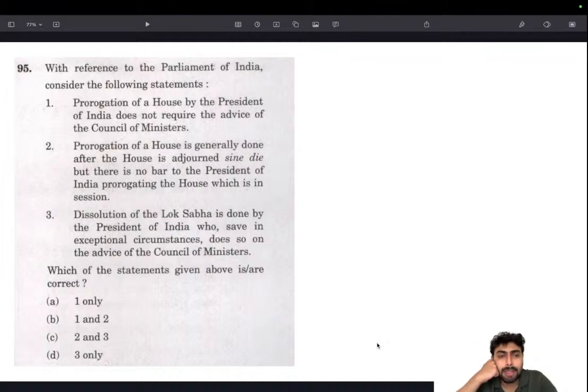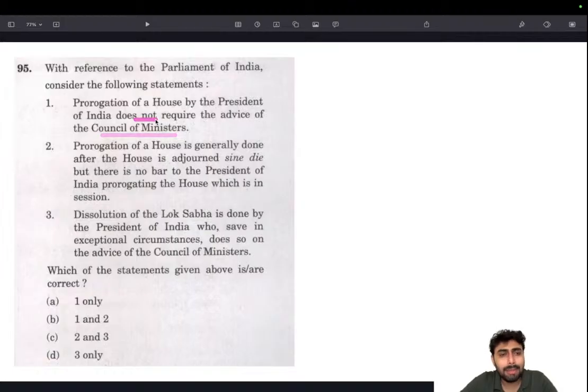Prorogation of a house by the President of India does not require the advice of the Council of Ministers. Just think about it logically. Anything that the President does, in most cases, except for some scenarios, will require the advice of the Council of Ministers. The President is bound by the advice of the Council of Ministers. That is explicitly mentioned in the Constitution. So this is wrong.